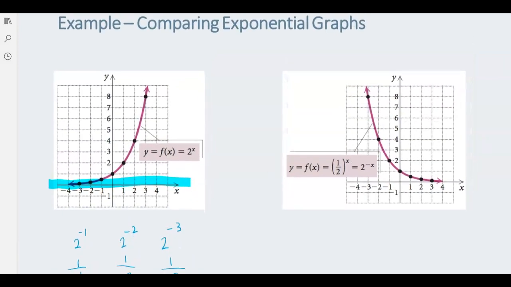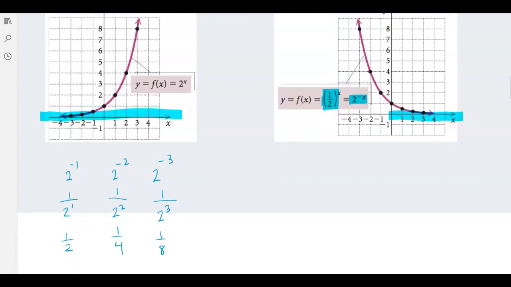Similarly, for the graph on the right, the x-axis is also acting as an asymptote, but in this case, we're looking at 1/2 to the x power, which is the same as 2 to the -x. Based on the math I was just doing, we can think of 1/2 to the x as 1/2 being the same as 2 to the -1 power. When you have an exponent raised to an exponent, we multiply the exponents together, and that's 2 to the -x.